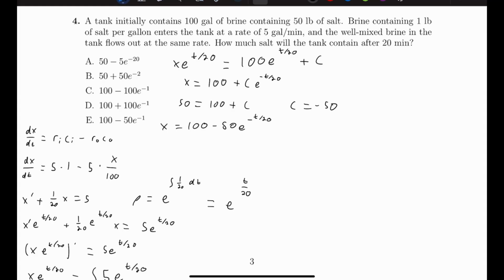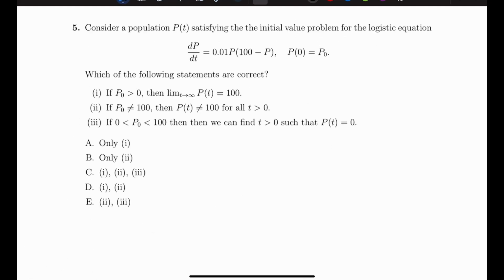And now we're asked to solve for our point after 20 minutes, so that'll be t equals 20 because t is in minutes. And we get that x of 20 equals 100 minus 50 e to the negative 20 over 20. And that goes to 100 minus 50 e to the negative 1 when you simplify, and that is indeed answer choice E here.